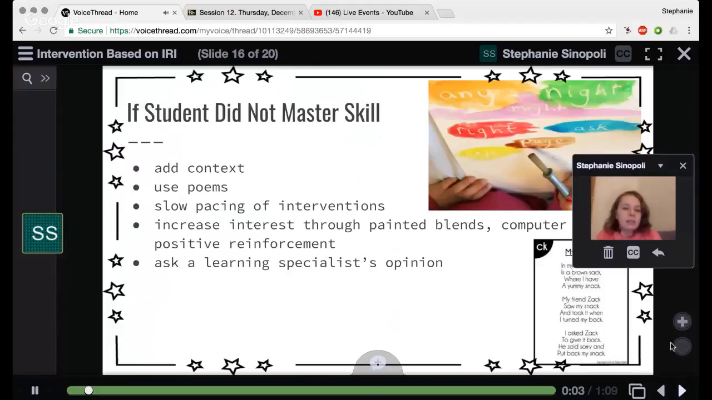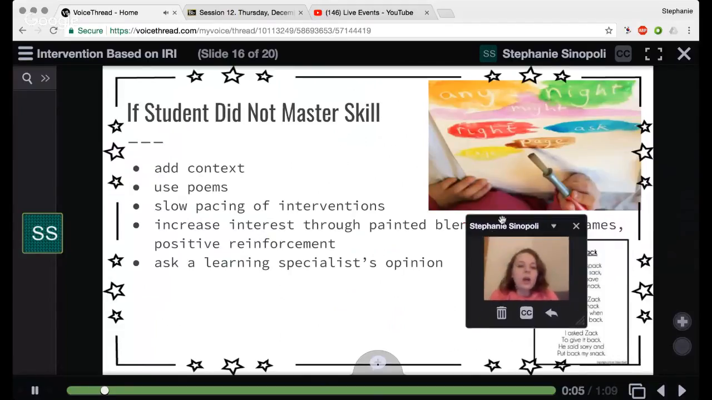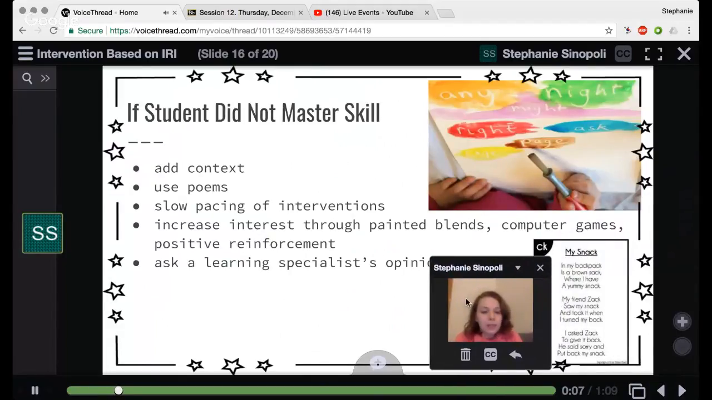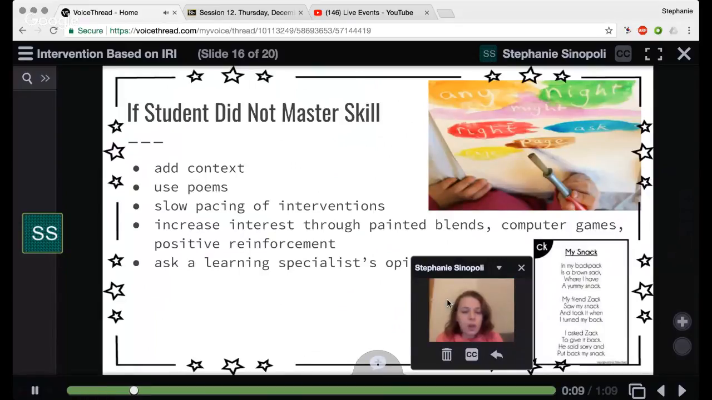If Jackie does not master these skills, I would like to add context to Foundations interventions by using poems, such as the poem over here, and possibly slowing the pacing of interventions by using maybe one blend per week instead of 2 or 3.